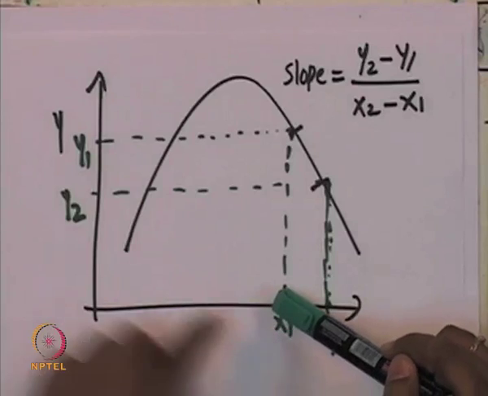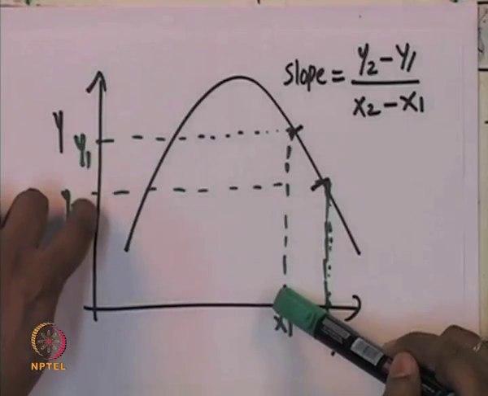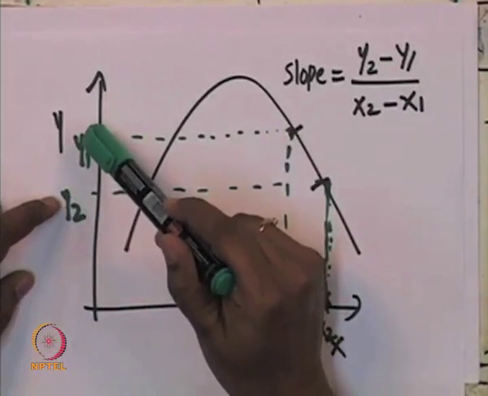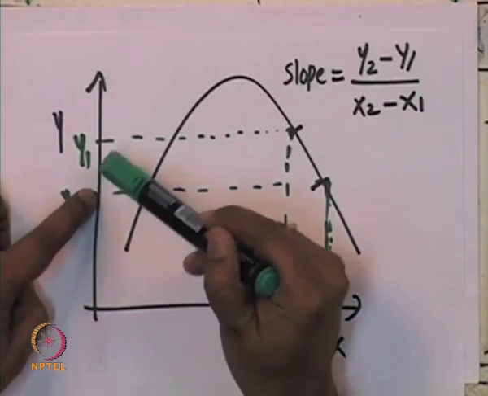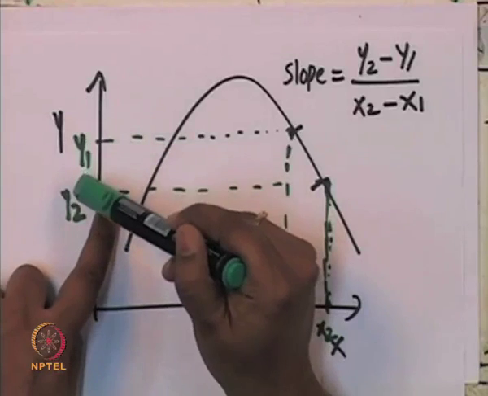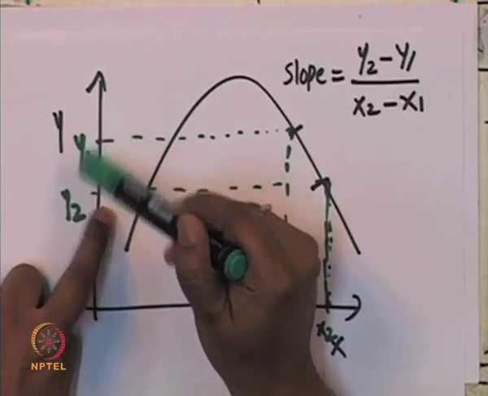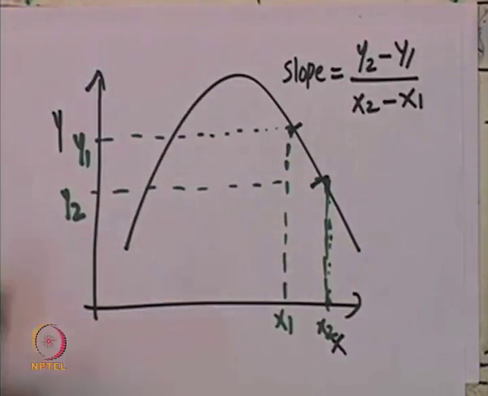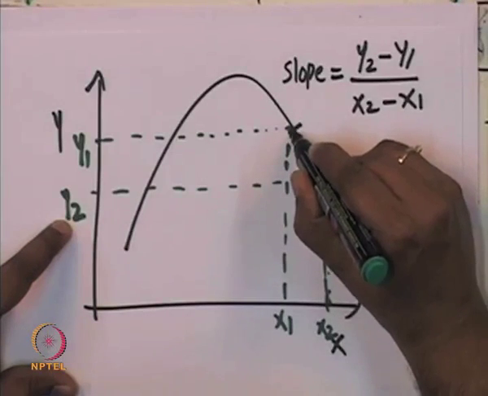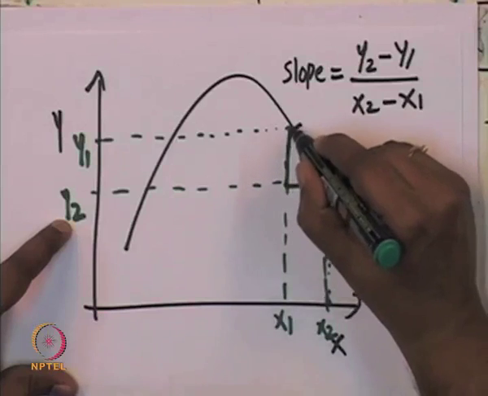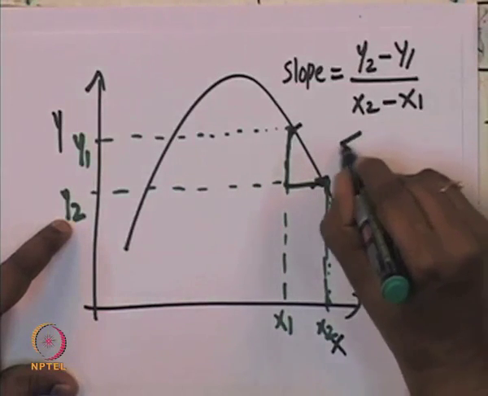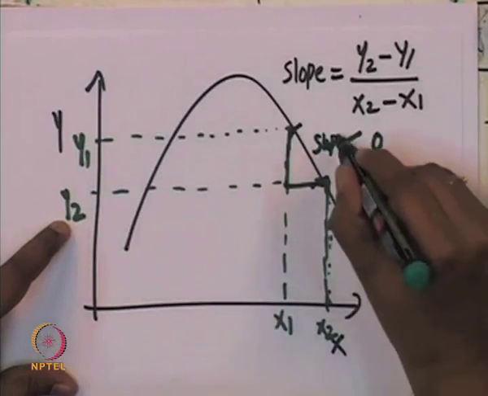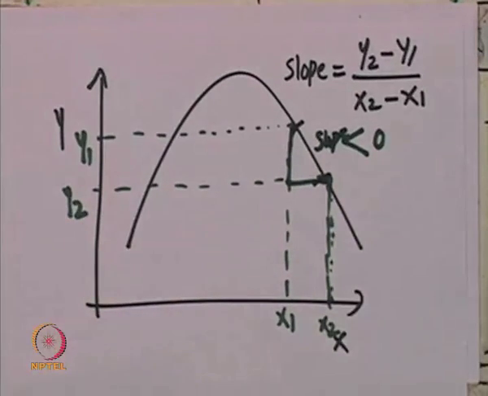On the other hand, y2 is smaller than y1. So, y2 minus y1 is negative because y2 is smaller than y1. If you subtract y1 from y2, this will be a negative number. So, the slope here is negative, which is less than 0. So, the slope is less than 0 here.